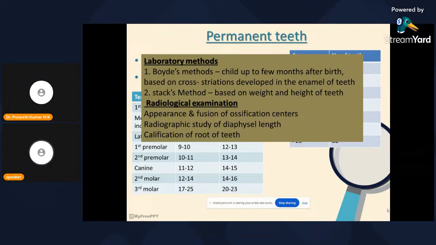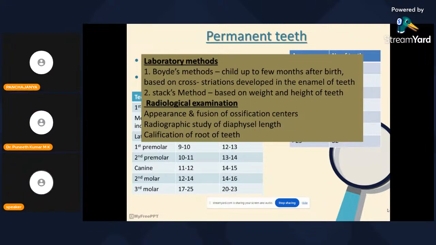And then laboratory methods, that is Gustafson's method. Here age will be identified by the cross striations developed in the enamel of the teeth. Based on the cross striations developed in the enamel of the teeth, the age is calculated. And the Stokes method, based on the height and weight of the teeth. And radiological examination: appearance and fusion of ossification centers, radiographic study and calcification of the root of a tooth can be helpful for the identification of the age of a person.